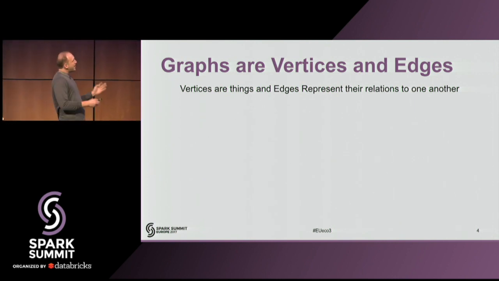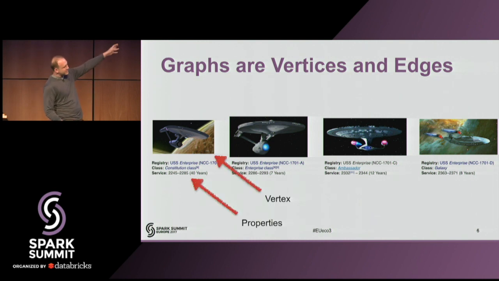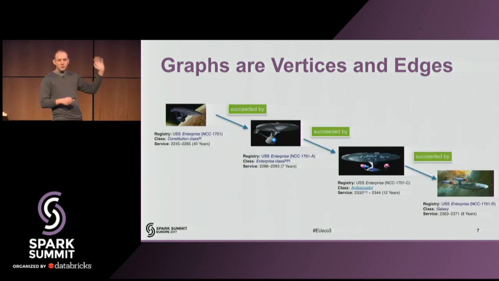In case you don't really know what graphs are, let's just quickly go over that as well. Graphs are basically a collection of vertices and edges. Vertices are basically things. Usually they represent something like maybe ships, and we have all these different ships, and each of them can have a whole bunch of properties that say certain things about them. And then the edges are the relationships between these things.